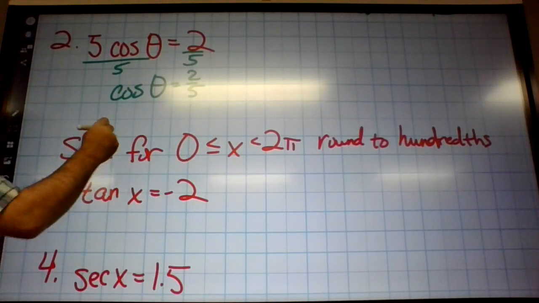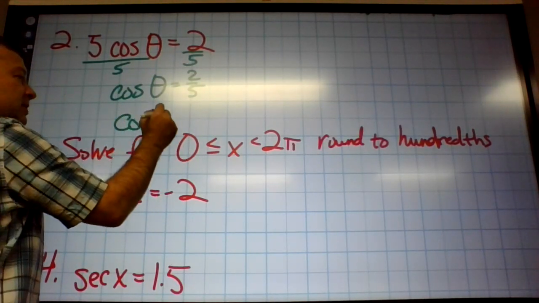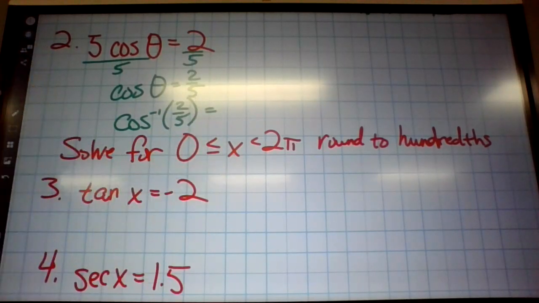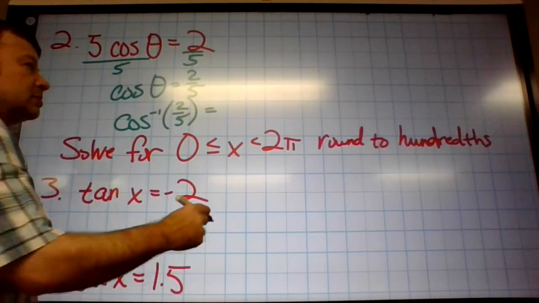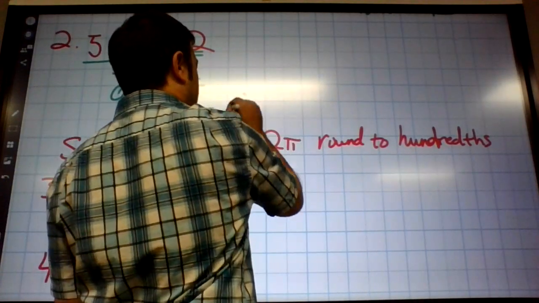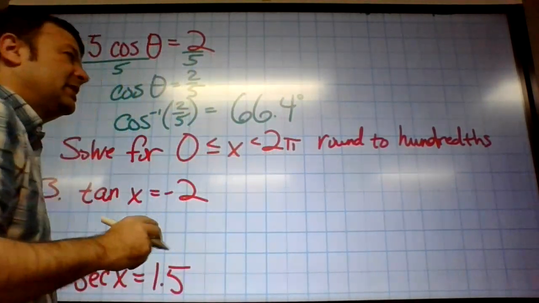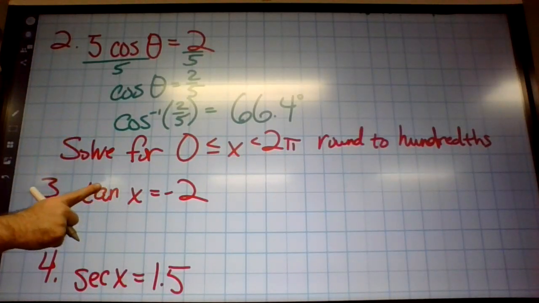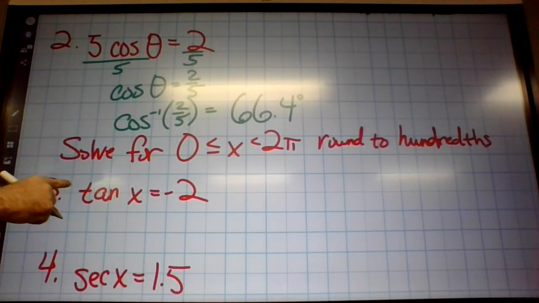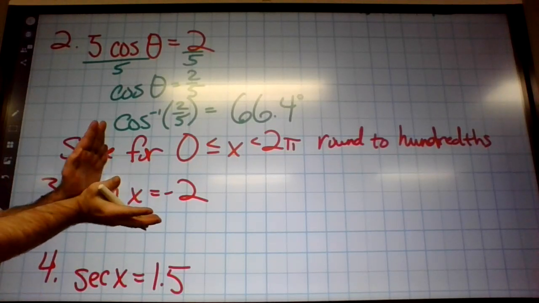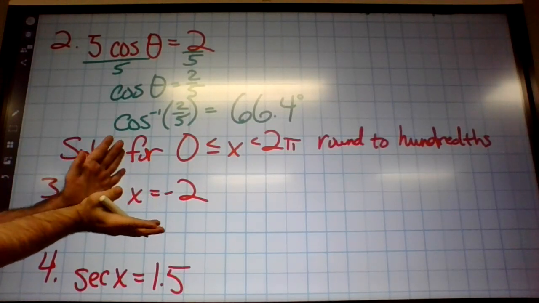Now what? Negative... cosine inverse. It's 66.4. Okay, is that one of our answers? Yes. It's a first quadrant answer, it's between 0 and 360. It's also our reference angle, because that tells us how far we are from 0 degrees. It's a first quadrant angle.